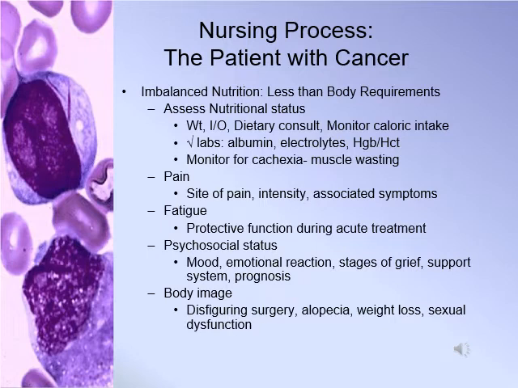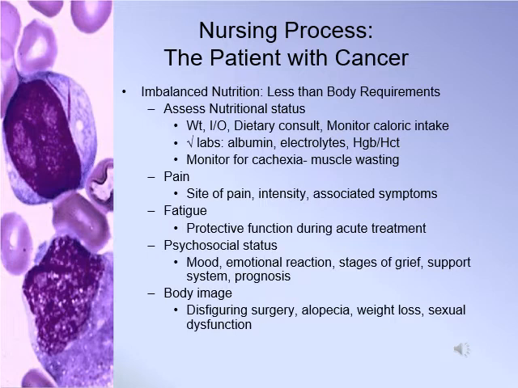Labs that would be pertinent, in particular the albumin level, which is 3.5 to 5. We'll want to be watching that because we don't want somebody to get so protein malnourished that they end up with the muscle wasting. That's not going to help them with their recovery. It's not going to help their body with healing. So we want to really try to keep that protein level up.